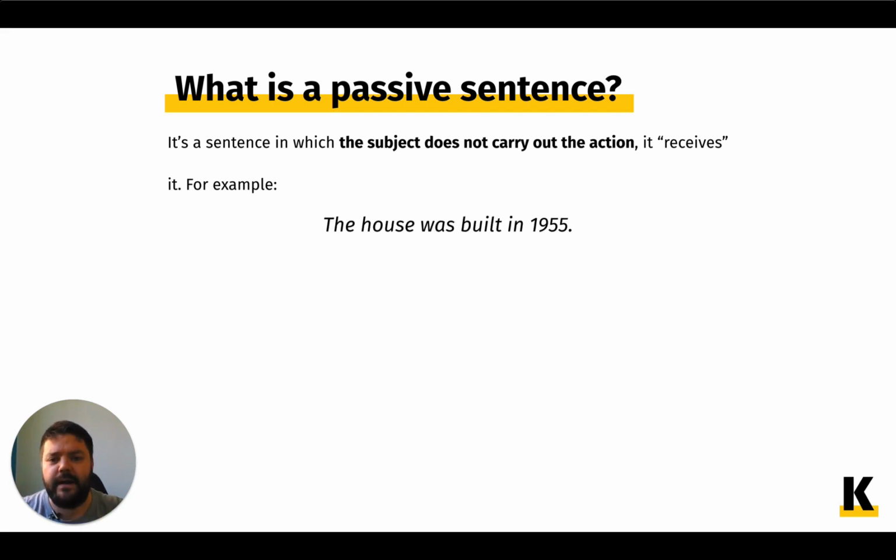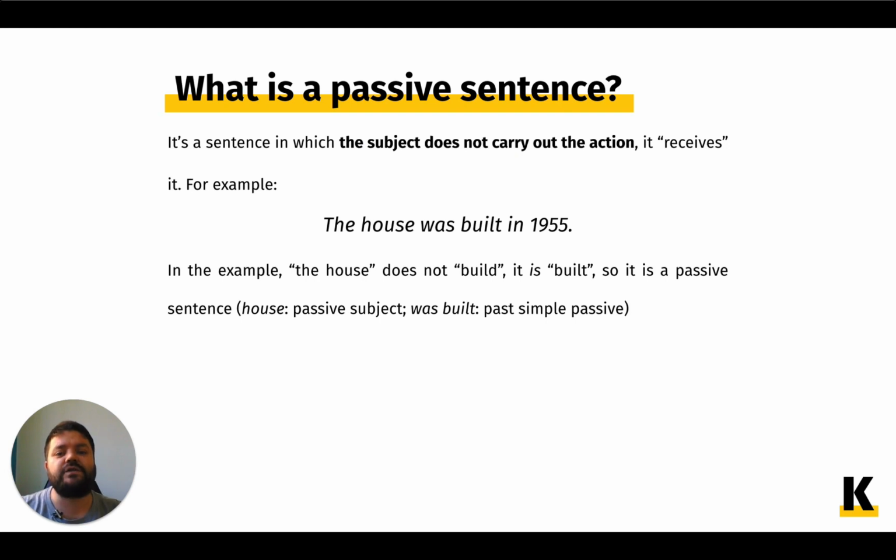For example, if we read the sentence, the house was built in 1955, the house here does not carry out the action. Okay, as we can see here, the house does not build anything. However, it is built, so it is a passive sentence. In this context, the house is the passive subject, and the verb was built is actually a past simple passive, as we will see further on in a minute.